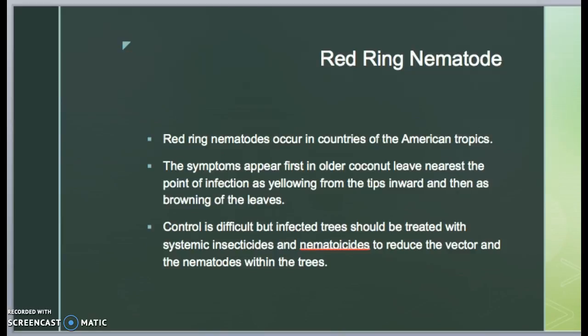Red ring nematode. Red ring nematodes occur in countries of the American tropics. The symptoms appear first in old coconut leaves nearest the point of infection as yellowing from the tips inward and then as browning of the leaves. Control is difficult, but infected trees should be treated with systemic insecticides and nematicides to reduce the vector and the nematodes within the trees.